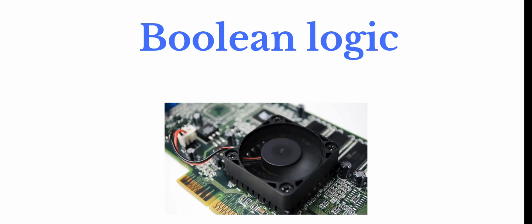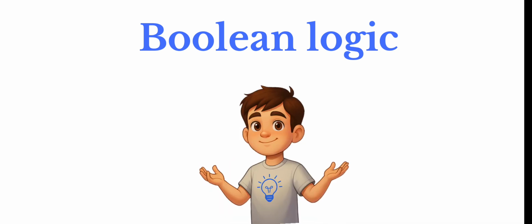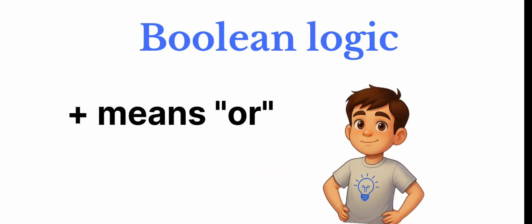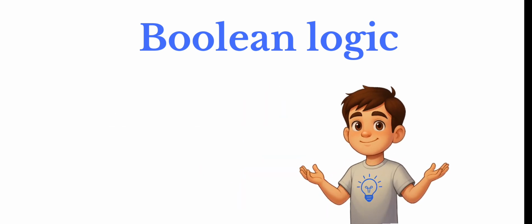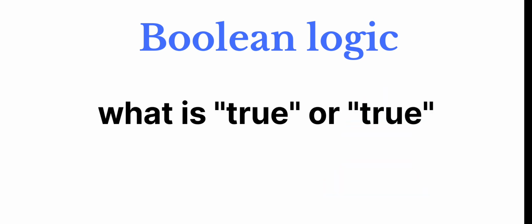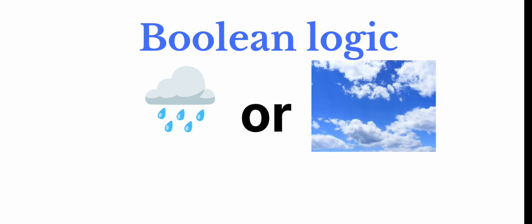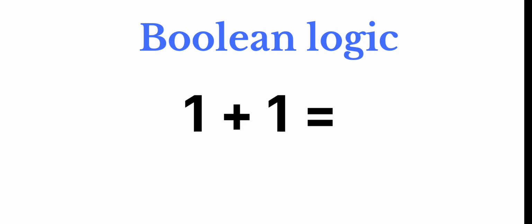What about Boolean logic? This is the fundamental true-false logic that powers every single computer chip. In Boolean, 1 means true and 0 means false. In this system, the plus symbol often means the logical operator or. So the question 1 plus 1 is just a different way of asking what is true or true. Well, if I ask, is it raining or is the sky blue? If both are true, the whole statement is still just true. So 1 plus 1 equals 1.